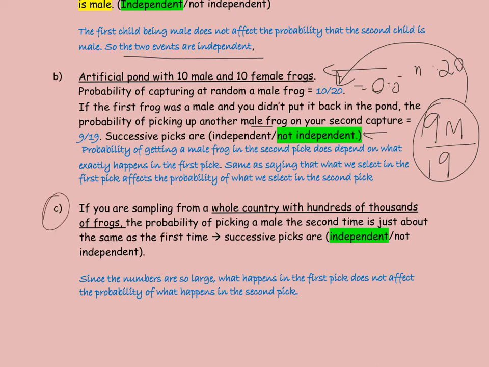Now in part C, what if we were sampling from a huge population, hundreds of thousands of frogs? Let's say our first pick is a male frog. What is the probability that the second pick is a male frog again? Now, do you need to consider what happened in the first pick when the population is this large? The answer is no. If the populations are large, then what happens in the first pick does not affect the probability of what happens in the second pick because of the very large numbers. So that is in the case of hundreds of thousands of frogs, large populations.